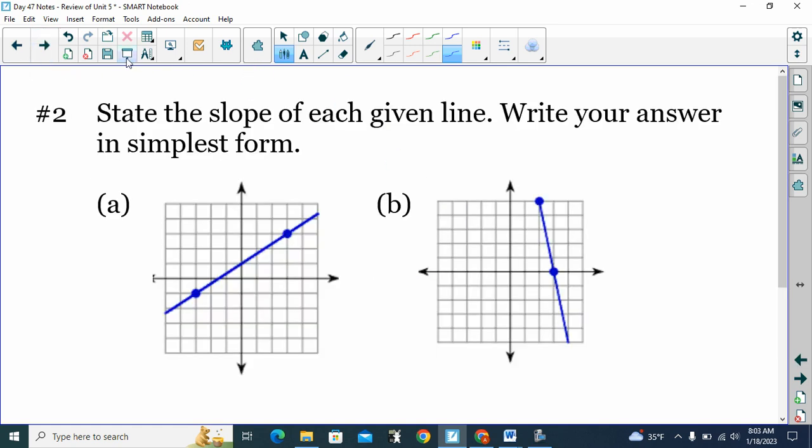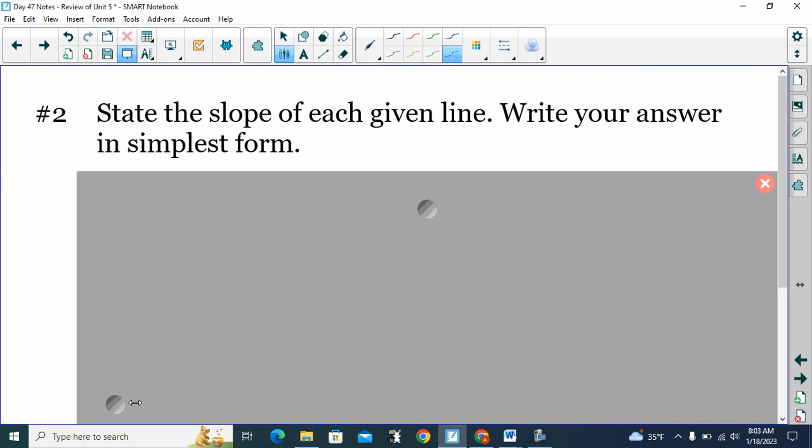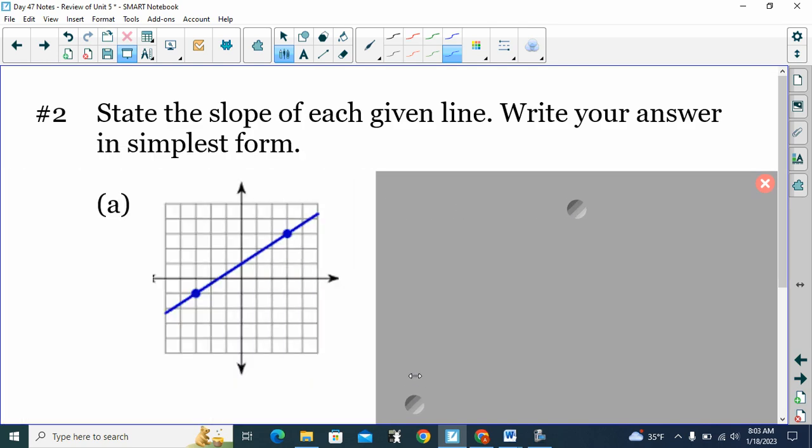Number two, we are given the graph of a line, and it asks us to find the slope. State the slope of the given line. And in part A, we have this line right here. Looks like we have points at negative 3, negative 1, and 3, 3.